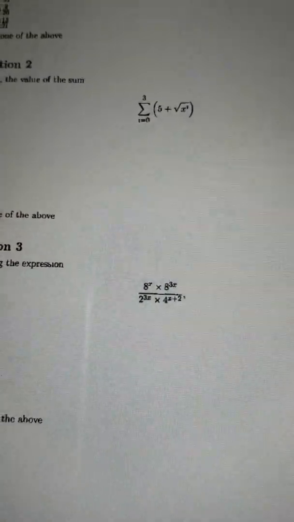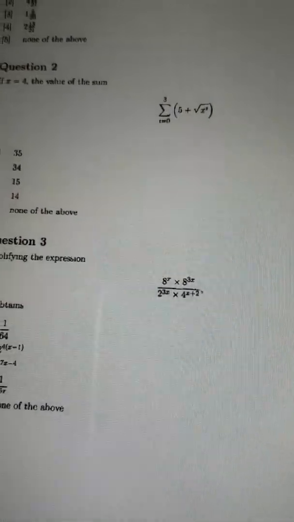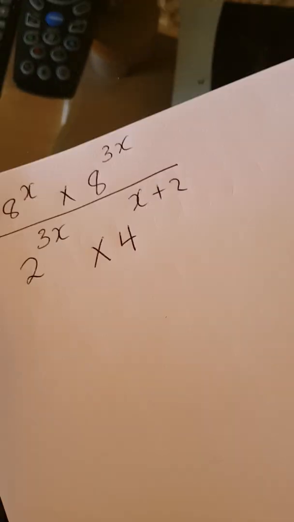Okay, question number 3 is quite interesting, guys. 8 to the power of x times 8 to the power of 3x all over 2 to the power of 3x times 4 to the power of x plus 2. That's it. So here is our question.